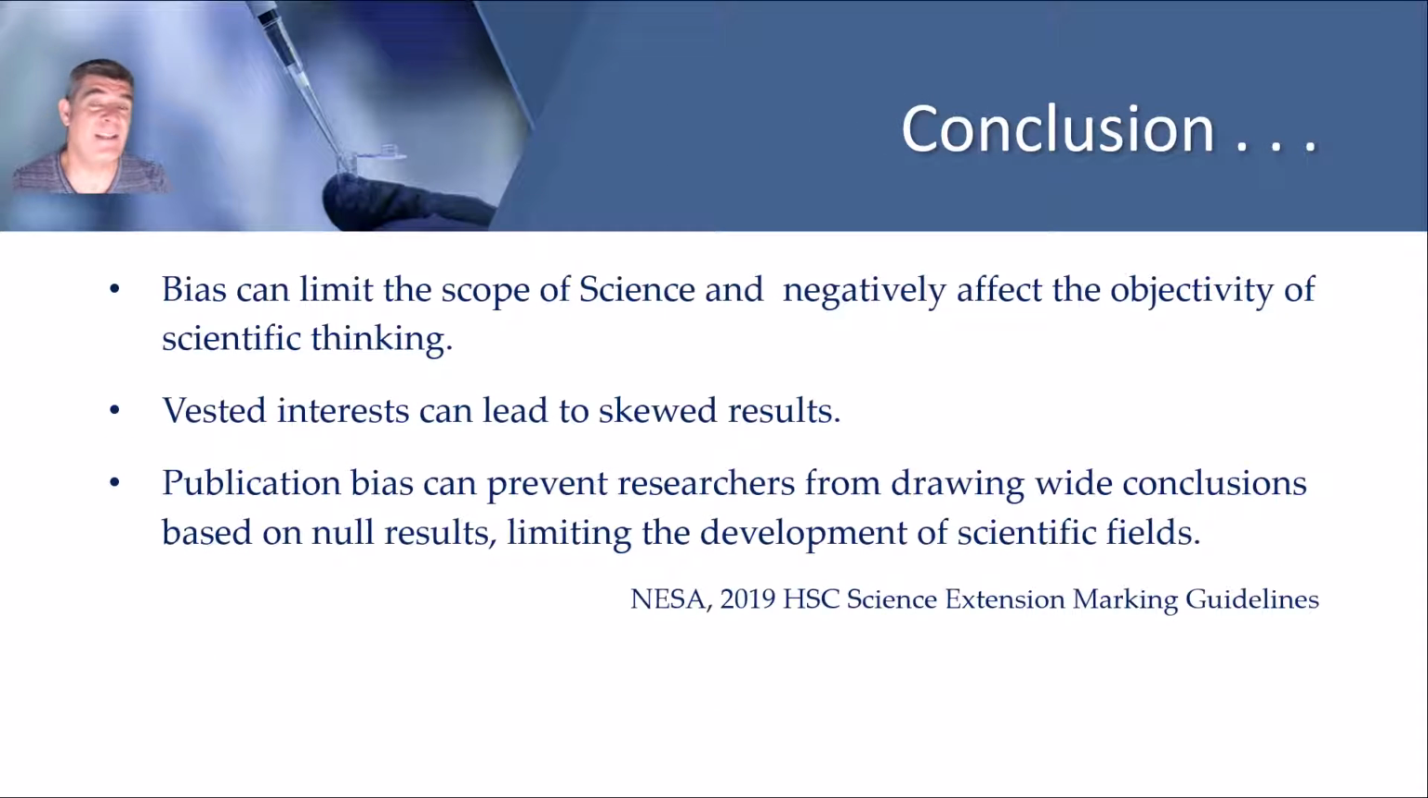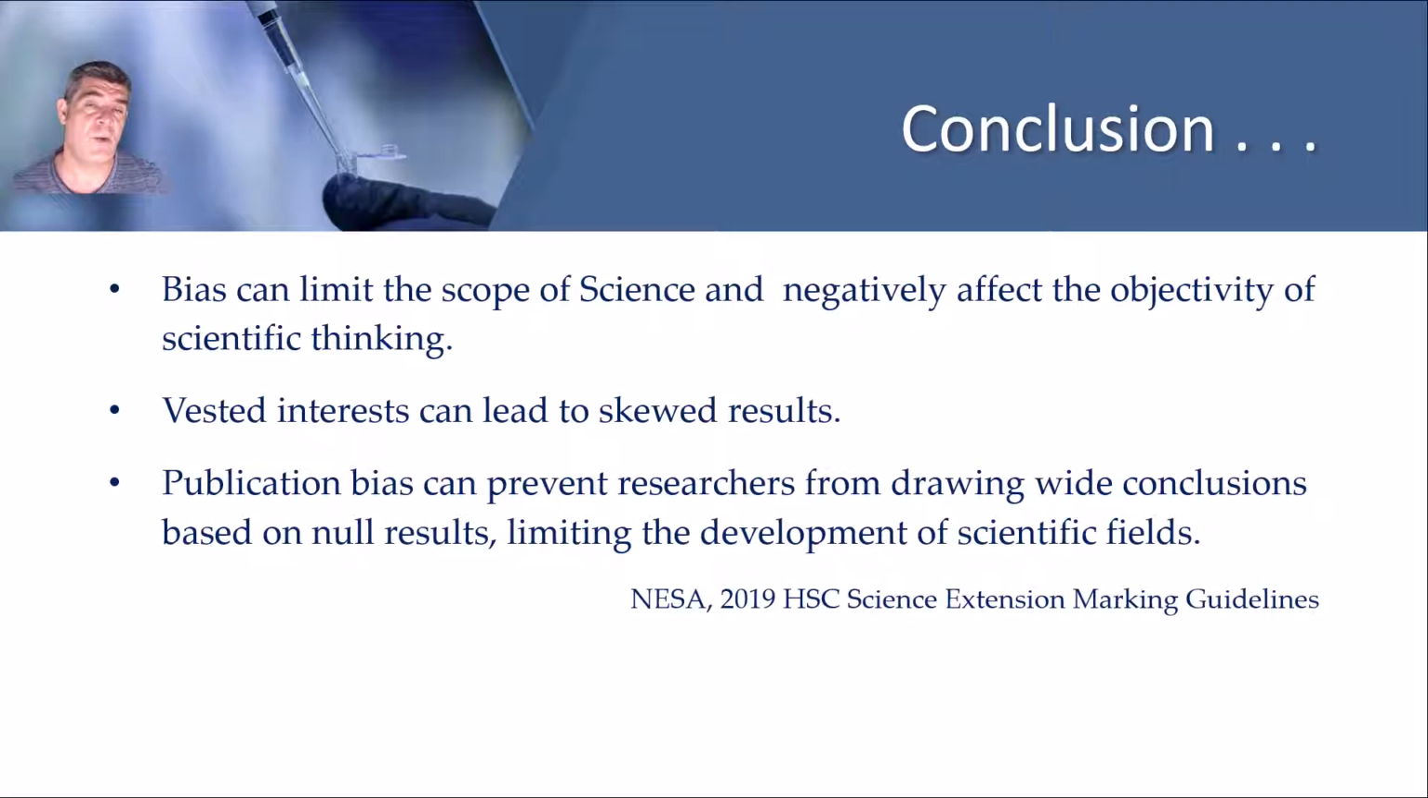Well, to take some ideas out of the 2019 HSC Science Extension Marking Guidelines, bias can limit the scope of science and negatively affect the objectivity of scientific thinking. Vested interests can also lead to skewed results. And the pressure to publish, publication bias, can also prevent researchers from drawing wide conclusions based on null results, limiting the development of scientific fields.